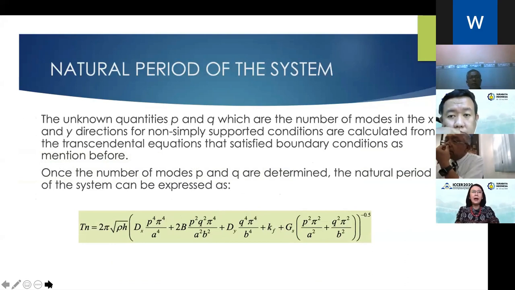Once we got the eigenvector in the x and in the y direction, the next step is to find the p and q. What is p and q? P and q are the number of modes in the x and in the y direction for non-simply supported condition. They are calculated from the transcendental equation that satisfies the boundary condition as mentioned before. Once the number of modes P and Q are determined, the natural period of the system can be expressed by this equation.